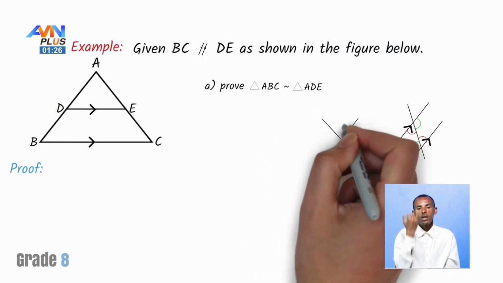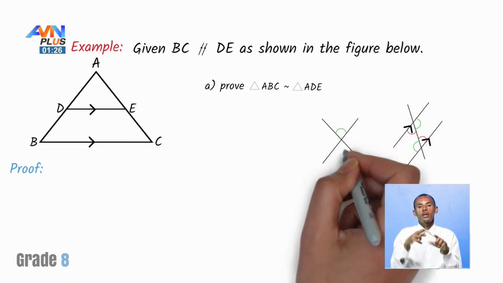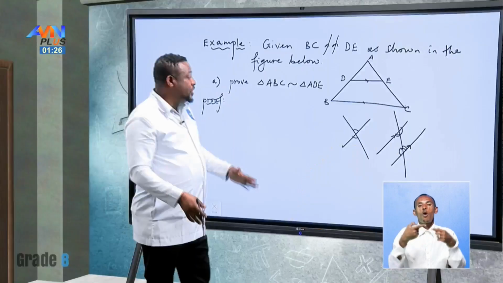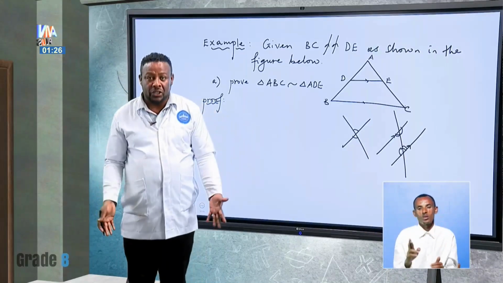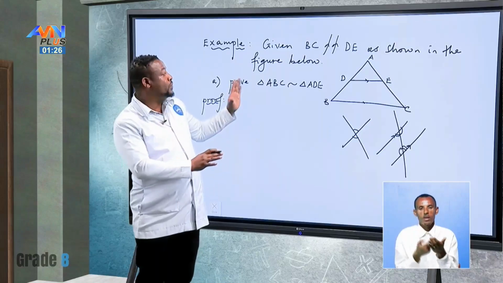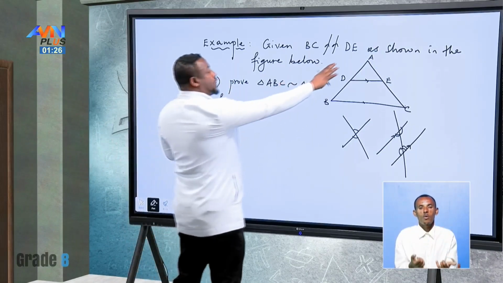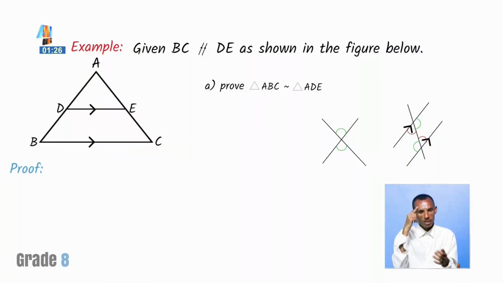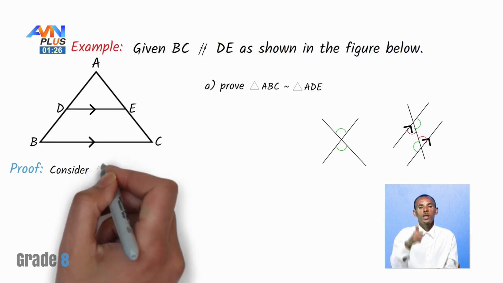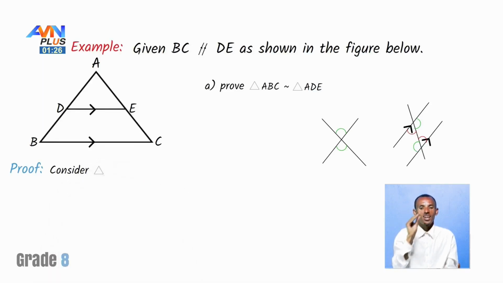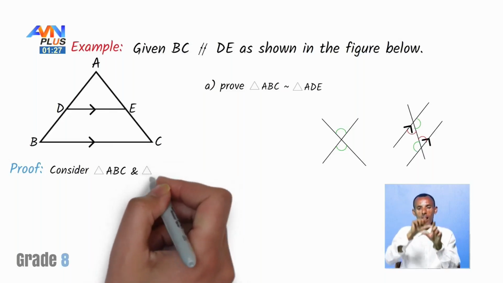The other thing: if you have two intersecting lines like this, these are called vertically opposite angles, right? So vertically opposite angles are congruent. There are alternate interior angle concepts here that we are going to apply to prove this fact. Okay, so now consider triangle ABC and triangle ADE. Clearly, angle A is common, right?